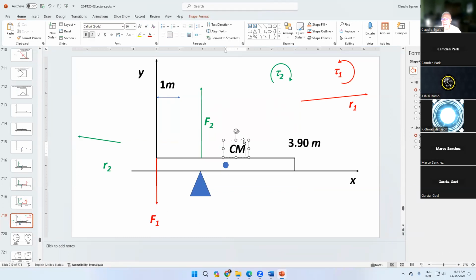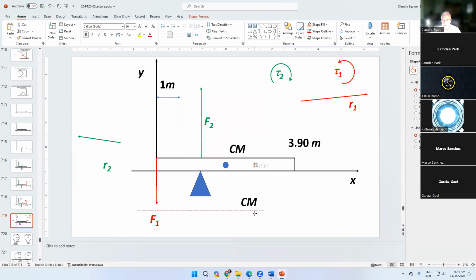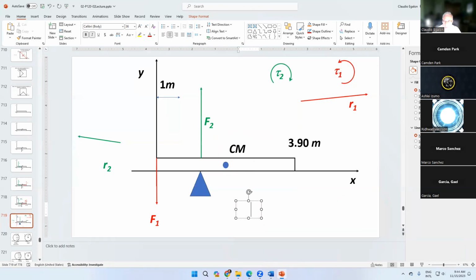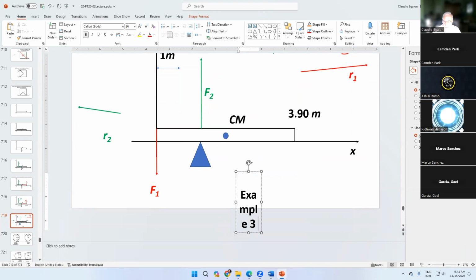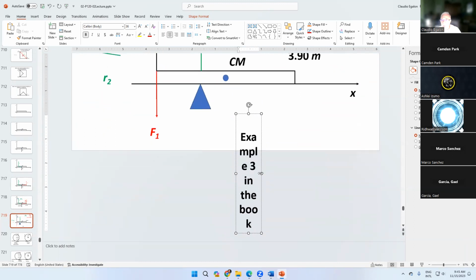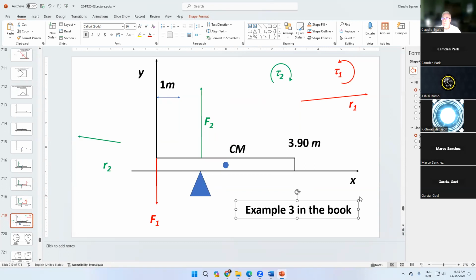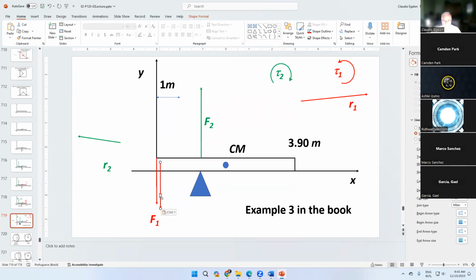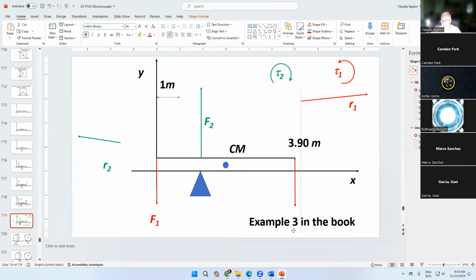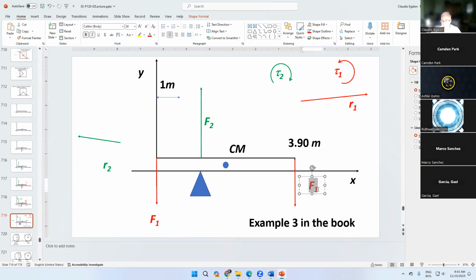Example 3 in the book. I'll write that down here. And we do have this other force applied by the woman, and that I'll call the weight of the woman. Like that. And let's change colors.